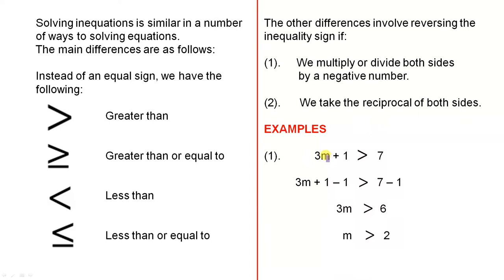So for the first example, 3m plus 1 is greater than 7. So as per normal, we subtract 1 from both sides. And I've shown that there. So when we simplify each of those, we get 3m is greater than 6. Divide both sides by 3, which gives us m is greater than 2.